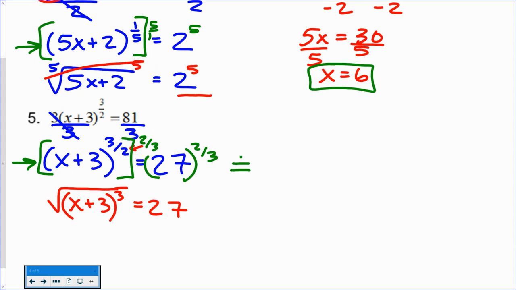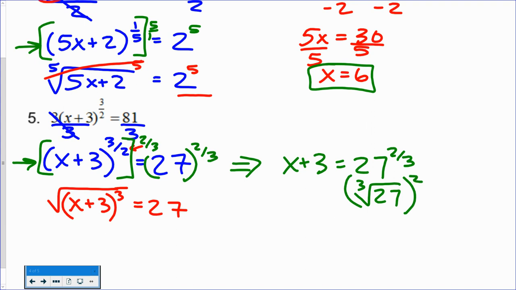So then this turns into just your x plus 3, because you just undid that rational exponent, and then I will need to find the value of 27 to the 2/3 power. Okay, which if we just convert that back to the cube root of 27 squared, cube root of 27 would be 3. 3 squared is 9. So what value of x plus 3 would be 9? Would be 6.